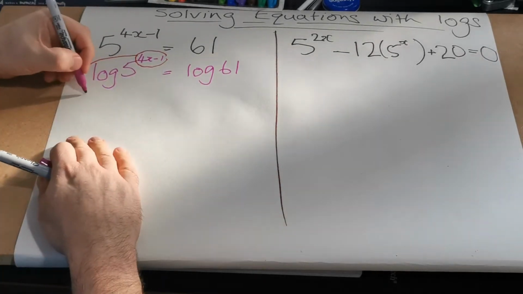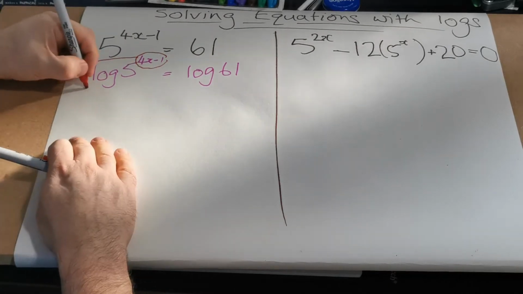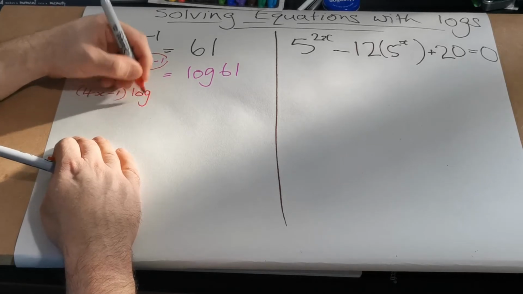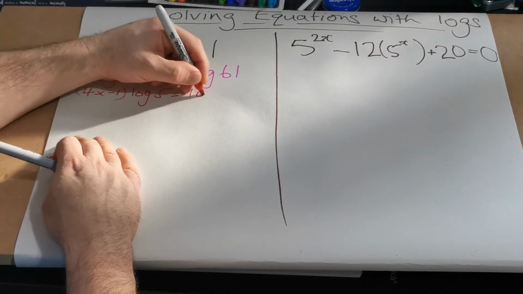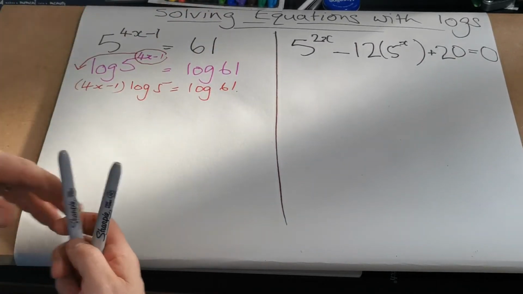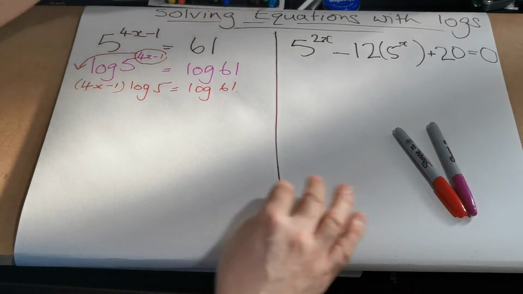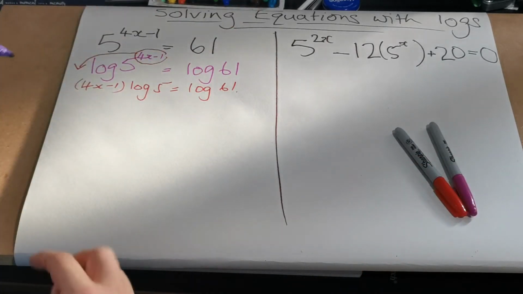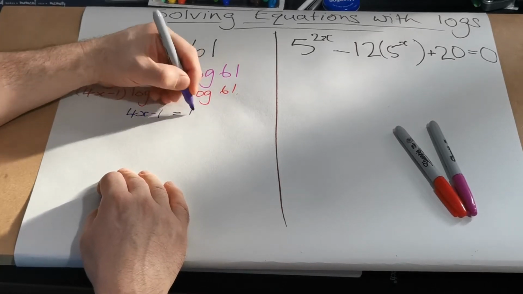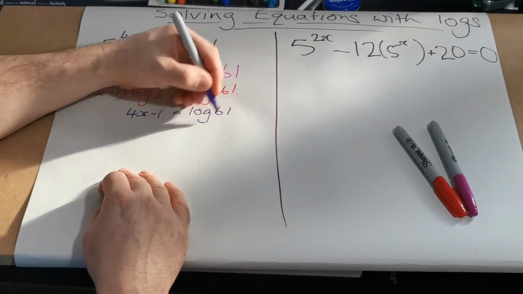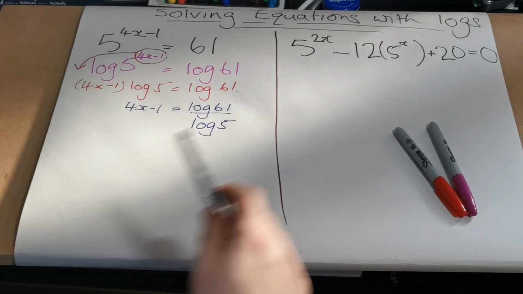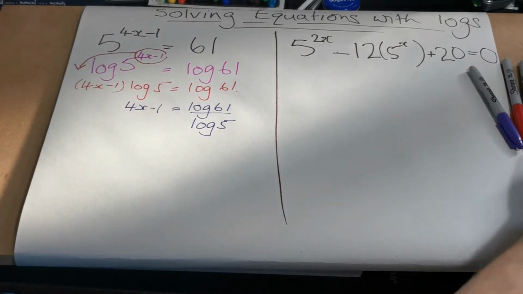So I've got 4x minus 1 times log 5 is equal to log 61. So this is times in here. In order to do that times, I'm going to divide both sides by log 5. So 4x minus 1 equals log 61 divided by log 5. Now remember, before I said it doesn't matter what log you use.